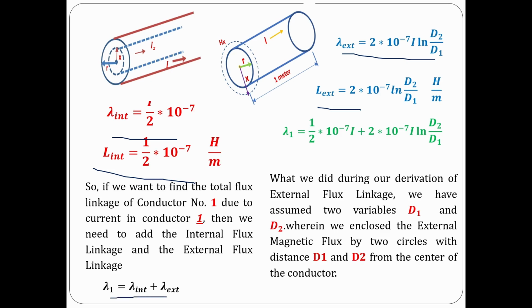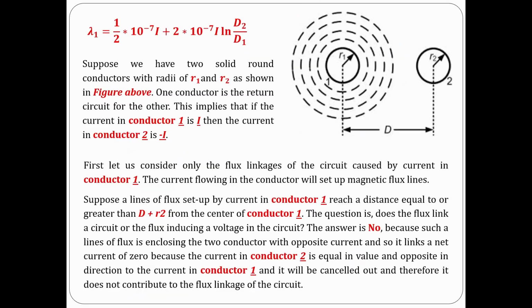What we did in part 2 during our derivation of external flux linkage, we assumed two variables, D1 and D2, wherein we enclose the external magnetic flux by two circles with distance D1 and D2 from the center of the conductor. Suppose we have two solid round conductors with radius R1 and R2. One conductor is the return circuit for the other.